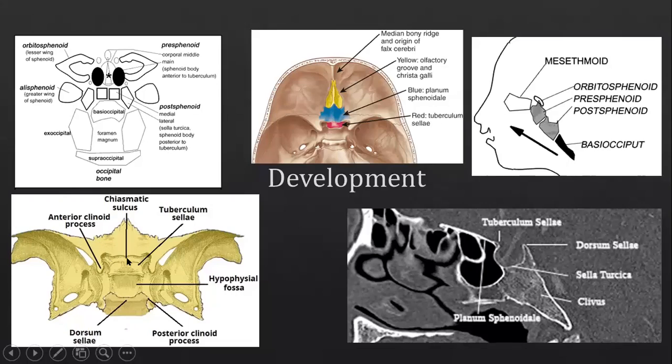So again, just to quickly summarize, we have the central skull base, which is formed by the body of the sphenoid, and laterally we have the wings of the sphenoid. The wings of the sphenoid are derived from the lateral mesenchymal derivatives. The orbitosphenoid is going to form the lesser wing. The alisphenoid is going to form the greater wing, and the pre and the post sphenoid cartilage models are going to form the sella turcica and the dorsum and the tuberculum sellae. So that's kind of the embryology.